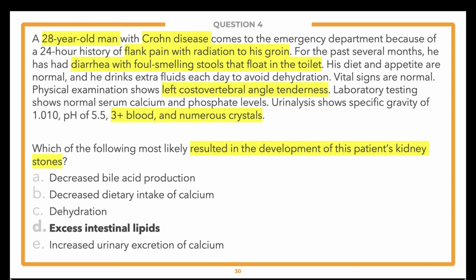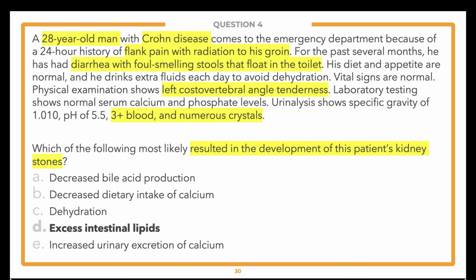Let's look at the other options here, just to make sure why it's not the other ones. Option A, decreased bile acid production. Well, that's not something that's typically seen in Crohn's disease. There is a reduction in bile acid absorption in Crohn's disease, but it's not what's causing the stone, not really what's high yield here.